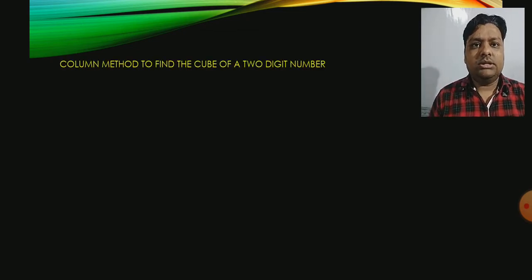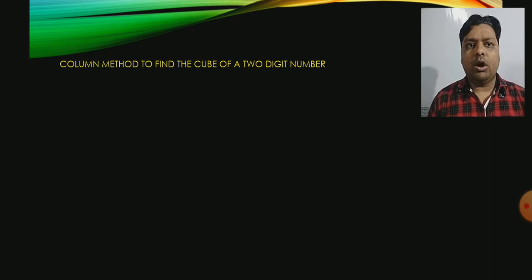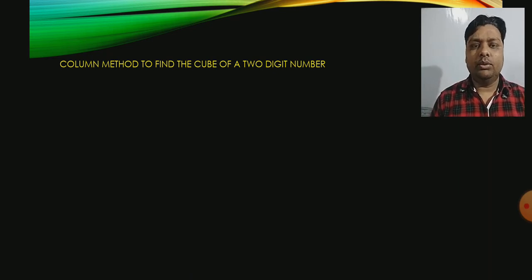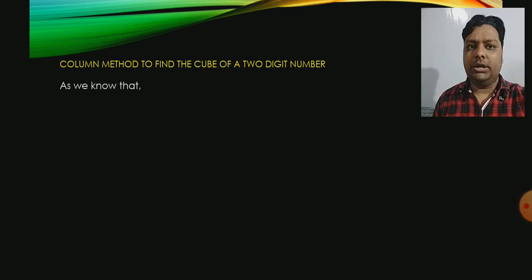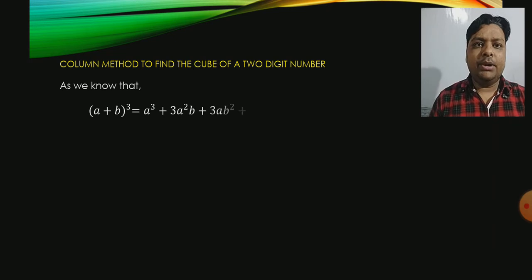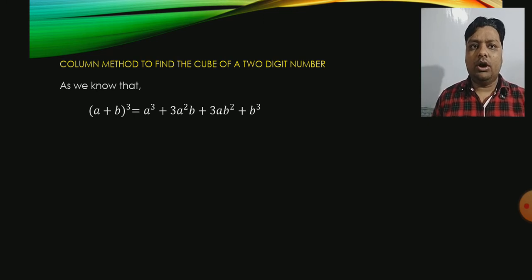Now we will see the column method to find the cube of a 2-digit number. At first, as we know, (a plus b) to the whole cube is equal to a cube plus 3a square b plus 3ab square plus b cube. This is the formula of (a plus b) whole cube, and that formula we will use in the column method to find the cube of any 2-digit number.